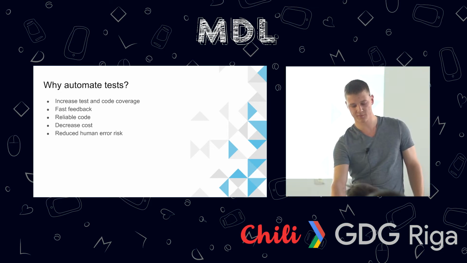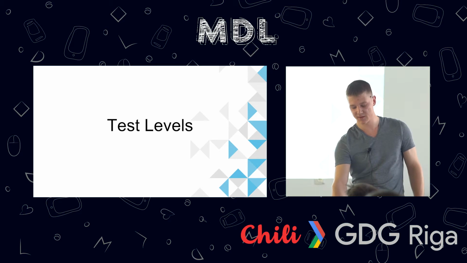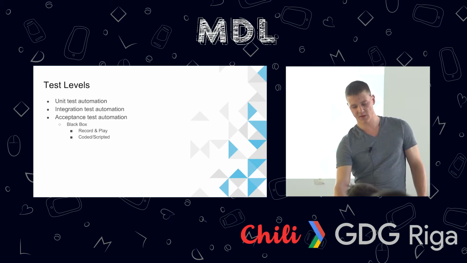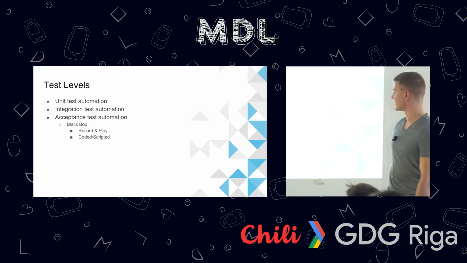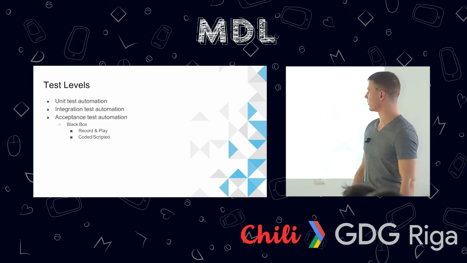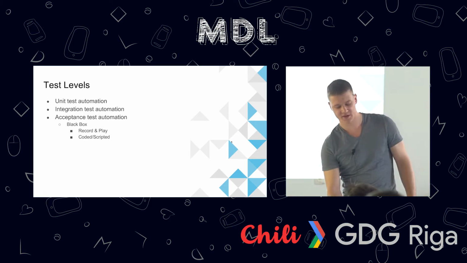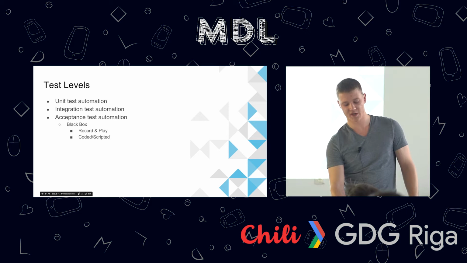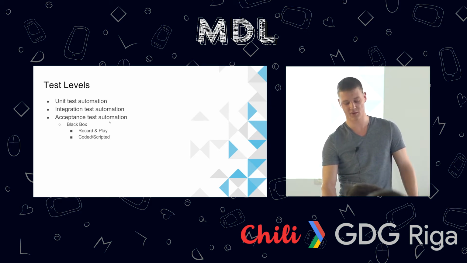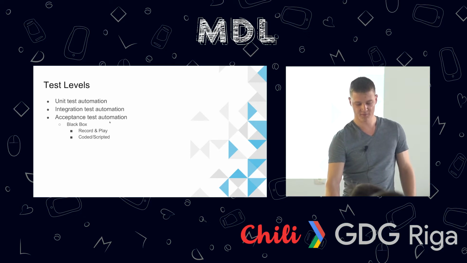So now let's take a look at different test levels. We can split these test levels into a few general categories: white box tests and black box tests. White box tests we can split into unit and integration tests. We'll take a look at these at the beginning, and after that we'll look at black box automation.